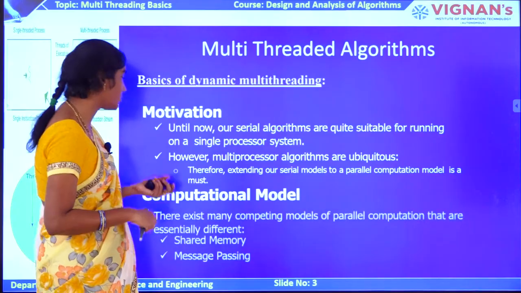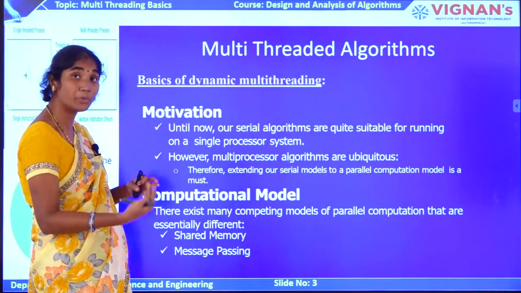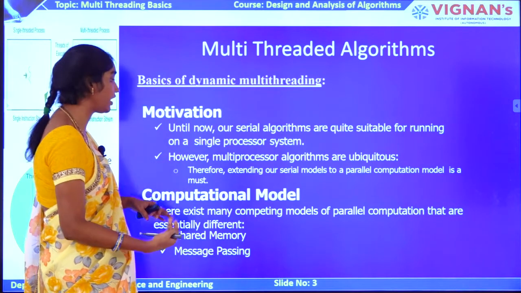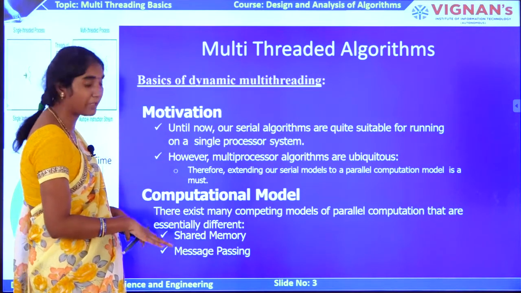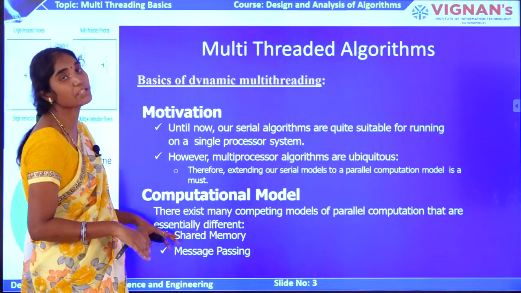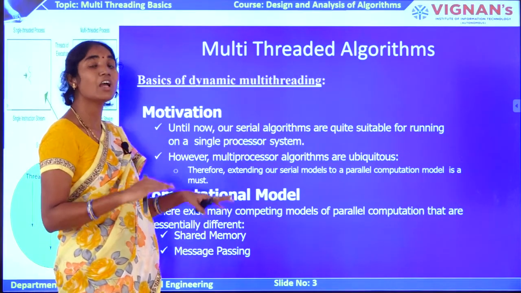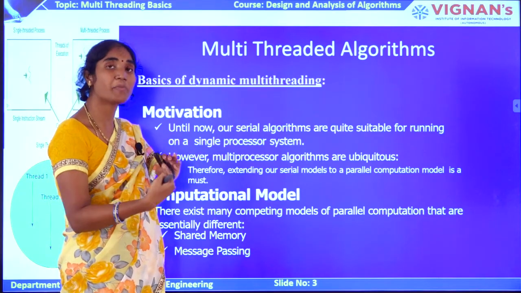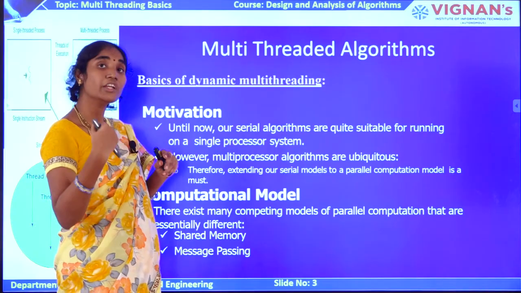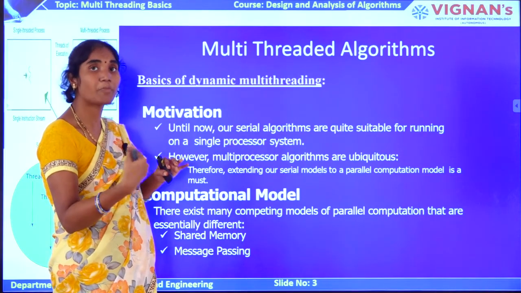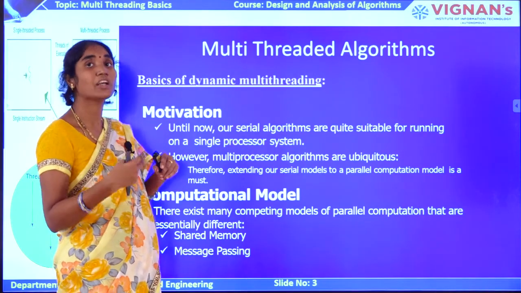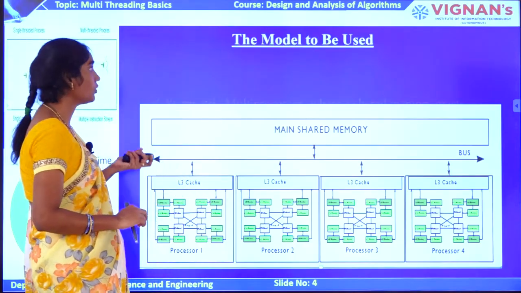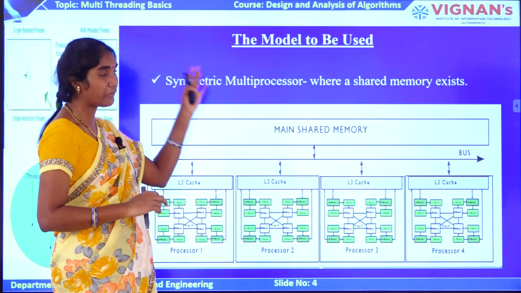So now coming to how to achieve this parallel computation or multi-threading. In order to achieve this multi-threading, we must incorporate shared memory as well as message passing as concepts, right? So we have to inculcate shared memory as well as message passing into our parallel processing or multi-threading concept, so that we can achieve multiprocessing, right. So now coming to the model, right. Symmetric multiprocessor.